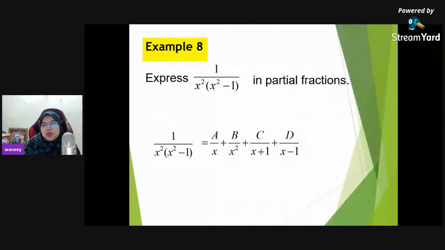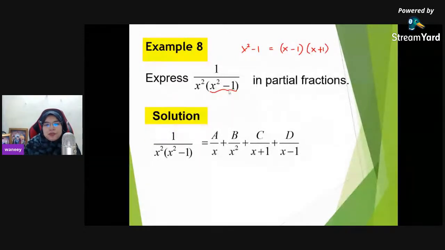x squared minus 1, so this is a quadratic, so we should check first, can we factorize them or not? Obviously, you can actually factorize them to become x minus 1 together with x plus 1. So we are not having something with a quadratic, but this is actually a linear function. So two linear functions actually. So we have repeated linear and another two linear.